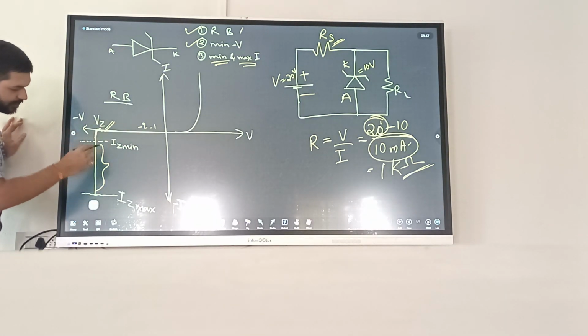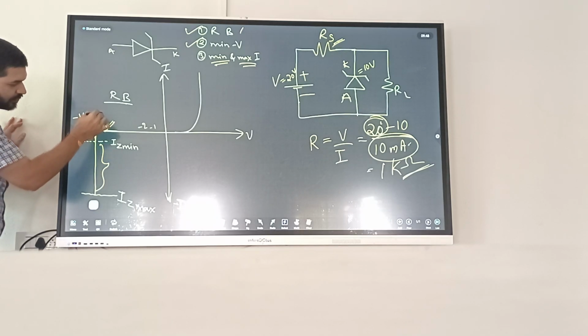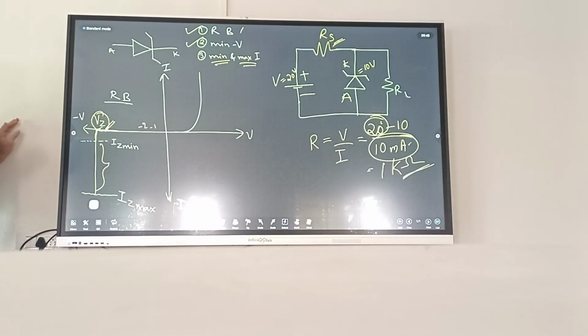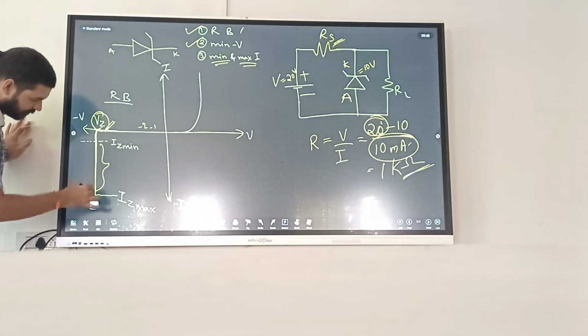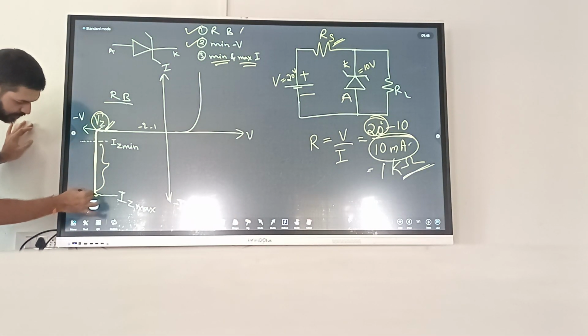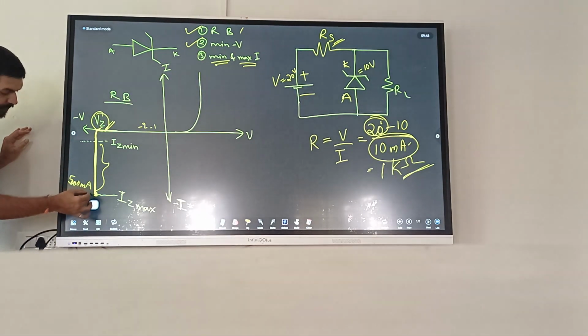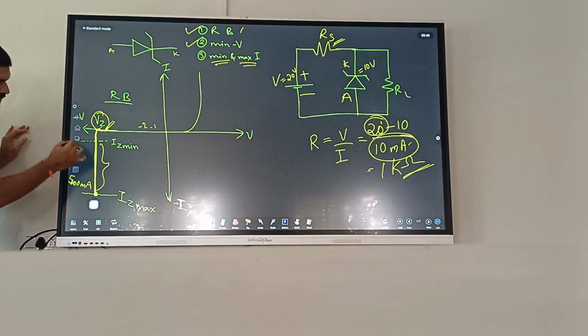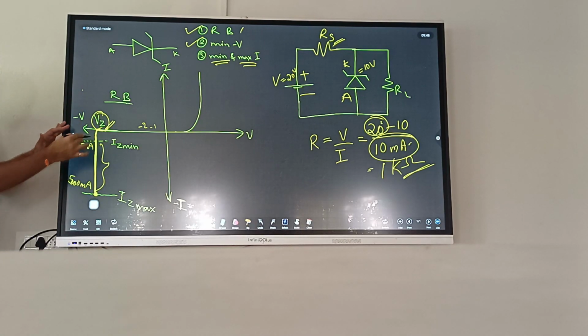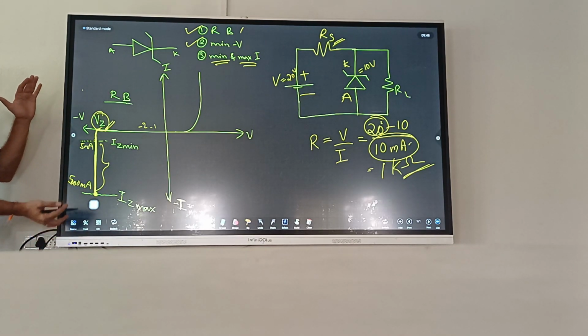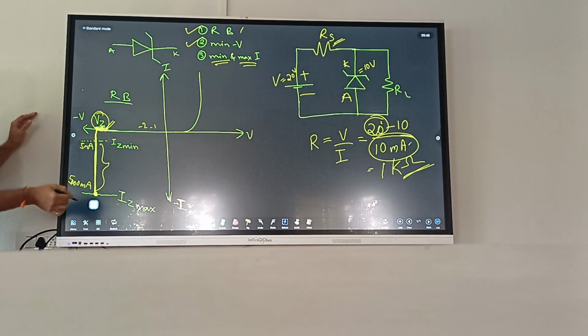When Zener is operating here, the voltage Vz will not vary. Means though the current is shifting, see here, current can be here maximum. Say current can be here 100 milliamperes, or 500 milliamperes. Say current is 500 milliamperes and minimum range is say 5 milliamperes. So though the current is changing here, 5 milli to 500 milli, still you will see that voltage is fixed.